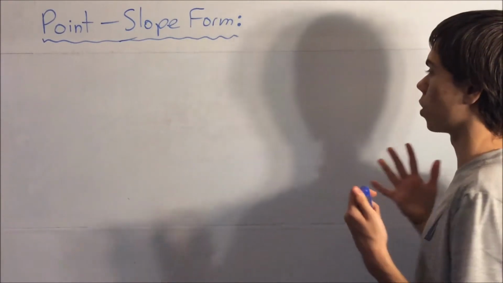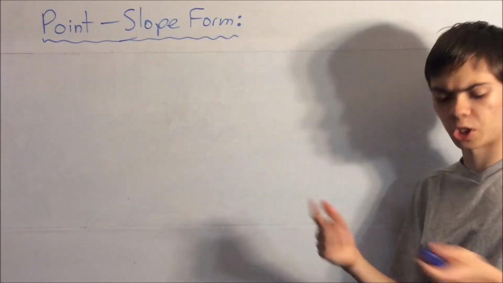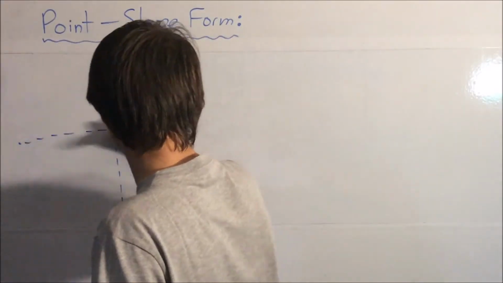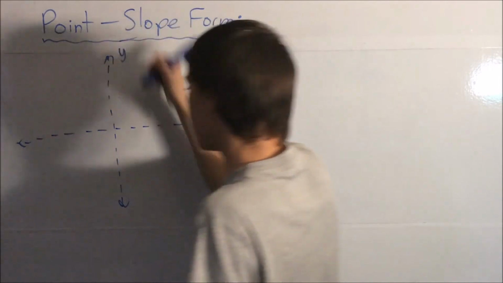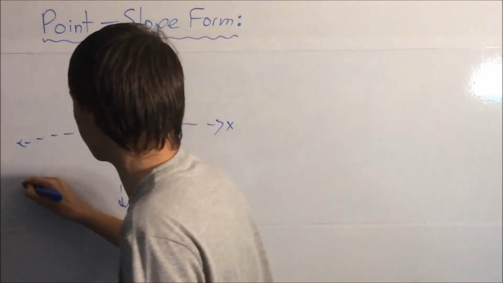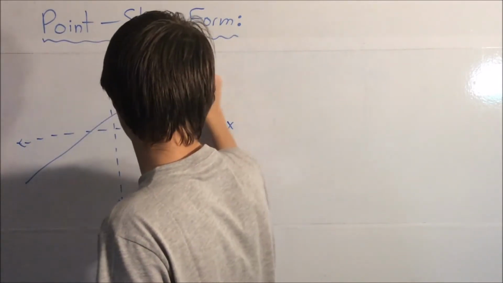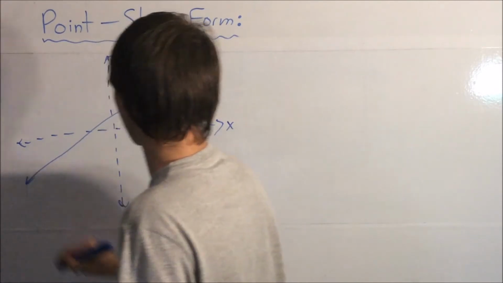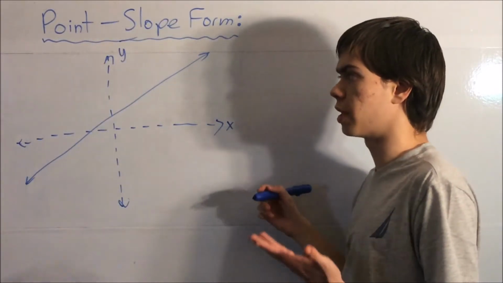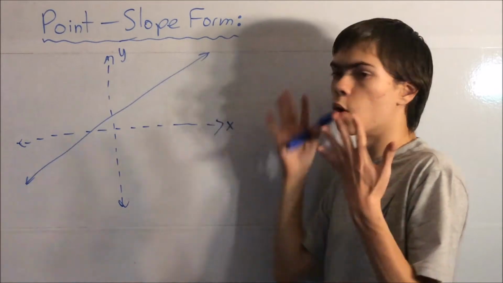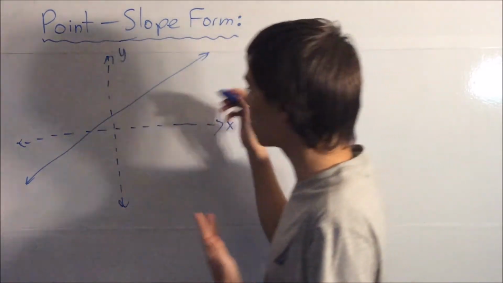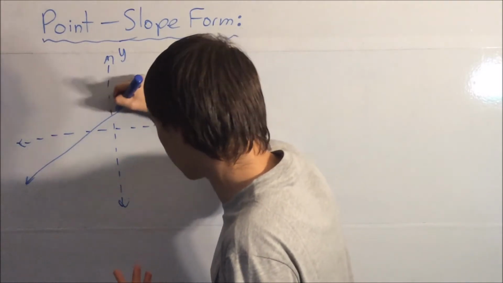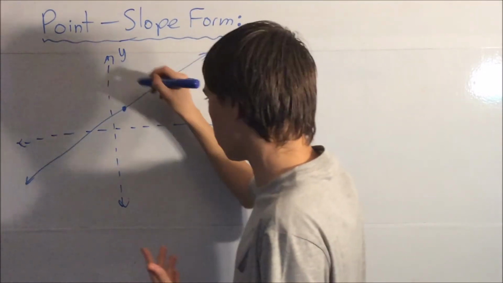Now, the way that we're going to start out by doing this is I'm going to start out by just drawing a line. So we have our x-axis and y-axis, and I'm going to say that the line we have is right here. So this is just some arbitrary line, but on this line, we know of a specific point on the line, right? And I'm going to say that that point is right here.